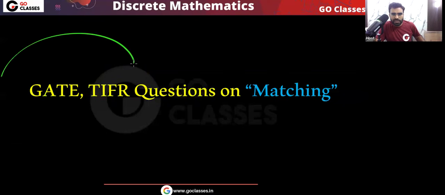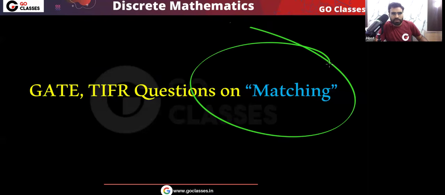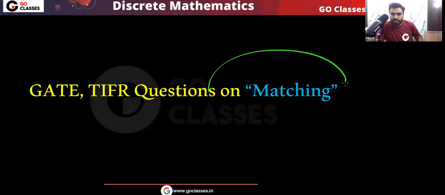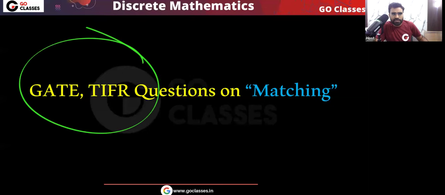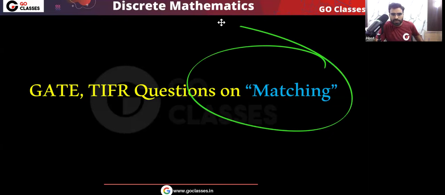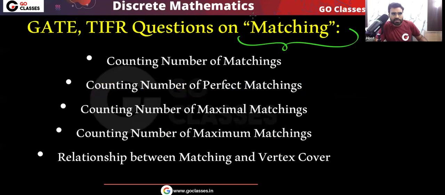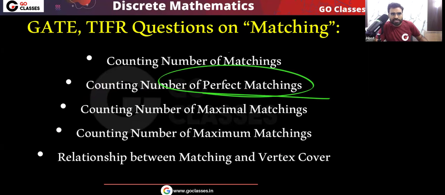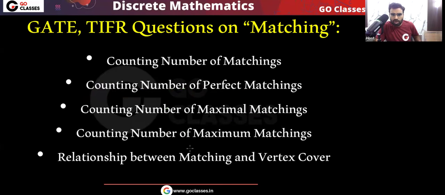Let's solve GATE and TIFR PYQs on the topic of matching. What is a matching? In an undirected graph, a matching is a set of edges which are pairwise non-adjacent. In GATE and TIFR, there are many questions based on matching. They basically ask to count the number of matchings, perfect matchings, maximal matchings, maximum matchings, and also the relationship between matching and vertex cover. These types of questions have been asked in GATE PYQs and also TIFR PYQs.